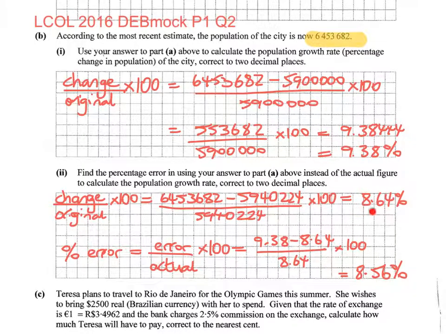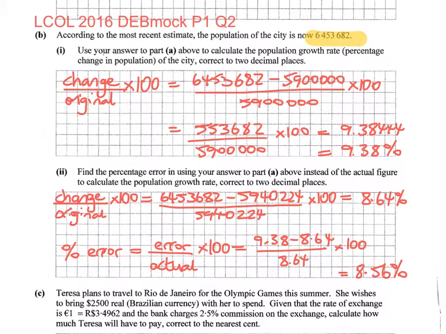That 8.64 is the actual answer, how much the population has actually grown by. So not 9.38, but 8.64. And then how wrong is this original amount that we worked out in part 1? How wrong is that compared to the actual answer? Well, it's away from the actual answer by a factor of 8.56%. So this is 8.56% more than the actual answer. That's the idea of what the percentage error means here.